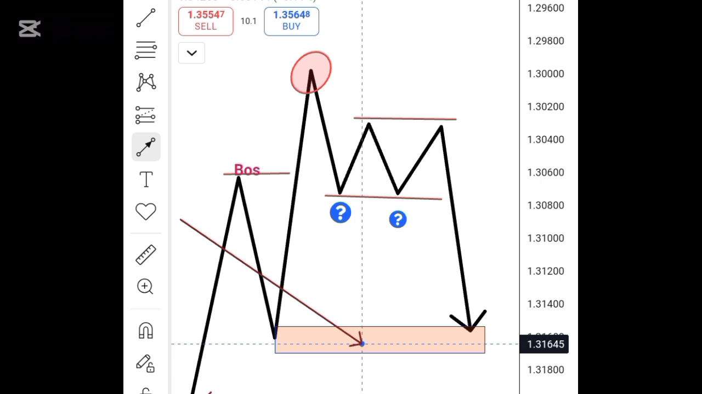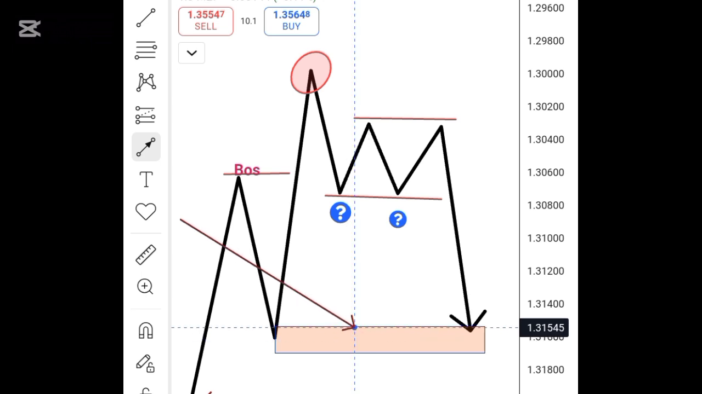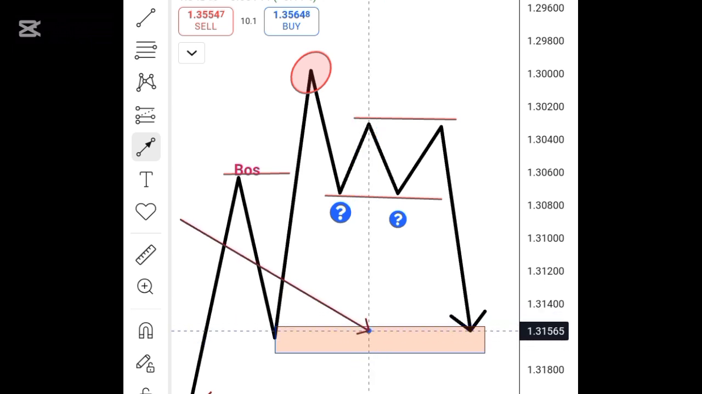That virgin zone, not must, 80% of the time is going to give you what you want. 80% of the time, it is going to give you what you want. So you shouldn't go with a zone that has been used multiple times, because it may break your trust. So a zone that is unmitigated is something you should go for.